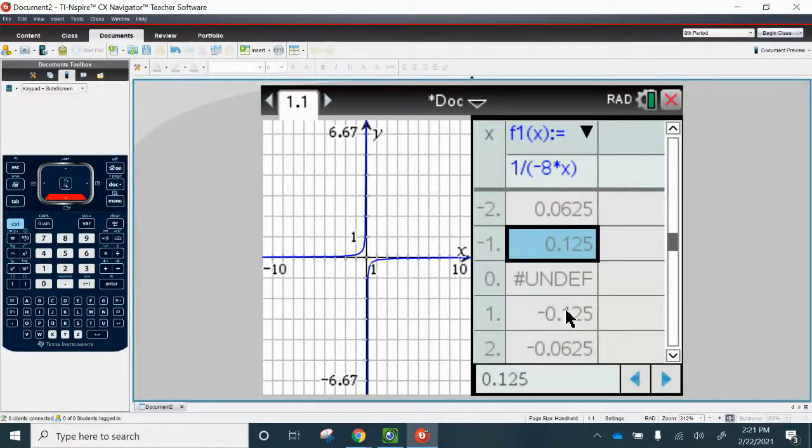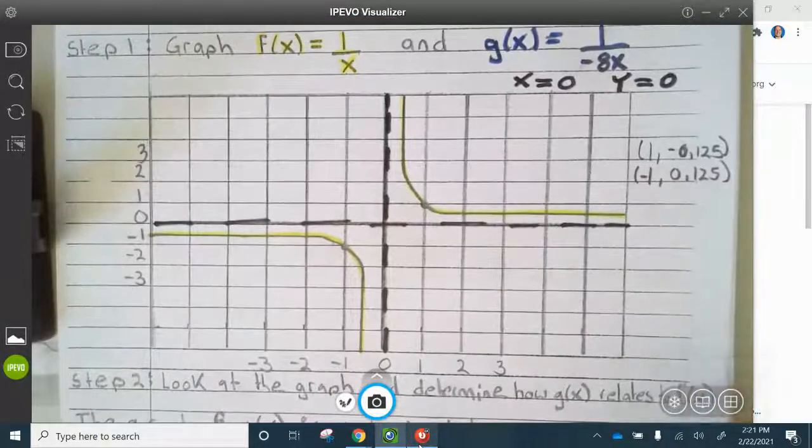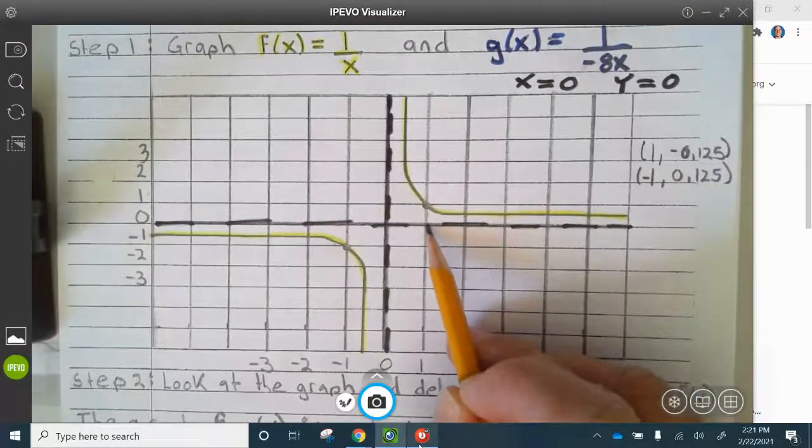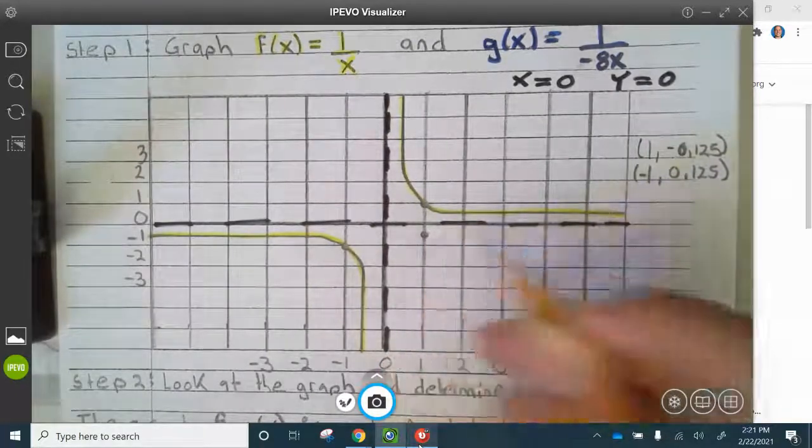Okay, so you're just going to have to approximate. So 1, negative is here. We know it's between 0 and 1, so we can just approximate it. So the curve is here. And then negative 1, 0.125 is, again, we're just approximating, which is right there. And we know our curve is right here.